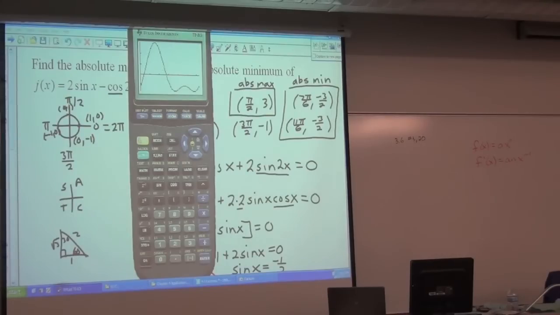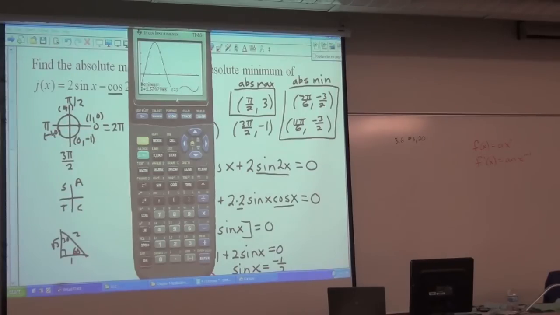I can go into calculate, I can calc maximum. I don't really want to move this cursor all the way over. Well, I'll tell it to go to 0. And maybe 2 pi is 6 something, so maybe go to the right, I'll just go to 5 instead of 2 pi. It should find this highest point. Yeah, look at it, it's 1.57, which is pi over 2.